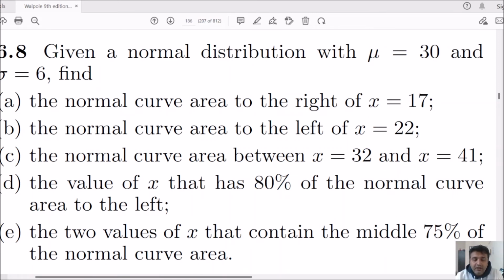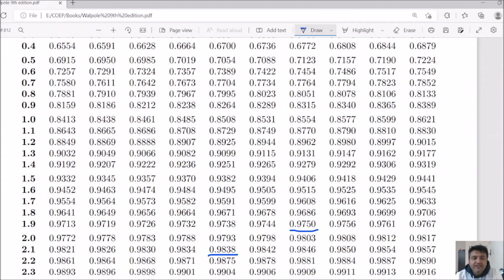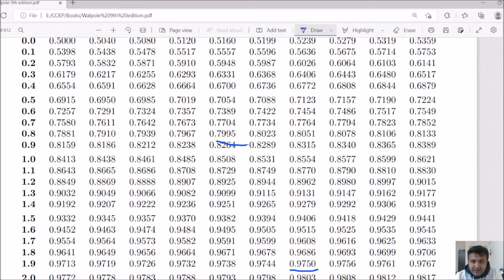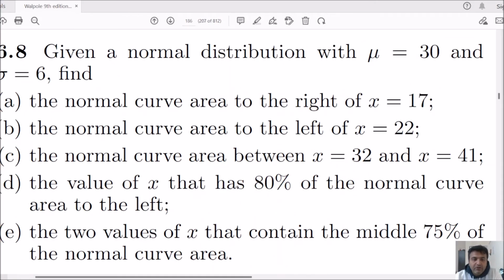Now what is the fourth part? You have to find the value of x that has 80% of the normal curve area towards the left. 80% means 0.8. So in the table, try to see where you get 0.8. Here you can see 0.8 is here. Which one is closer to 0.8? This one is closer. So your z will be 0.83. For z equal to 0.83, the area towards the left is almost 80%. Okay, so that's the answer for the fourth part.